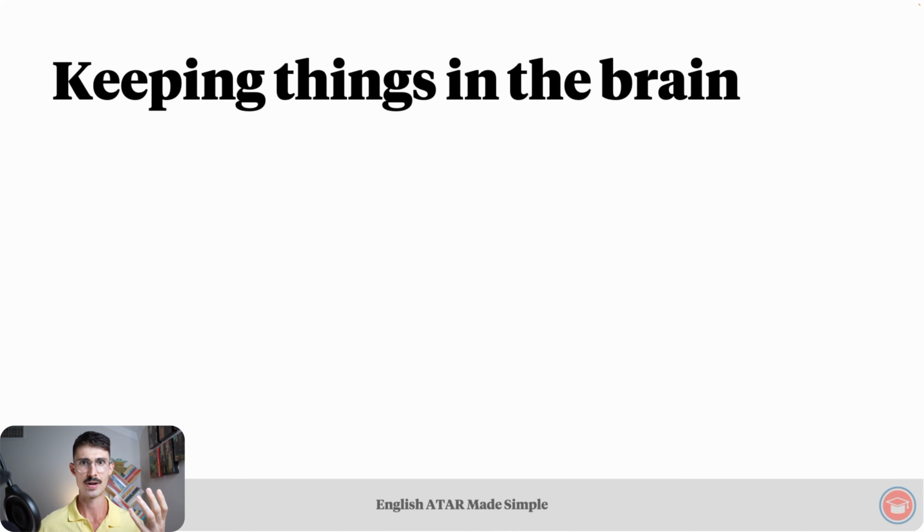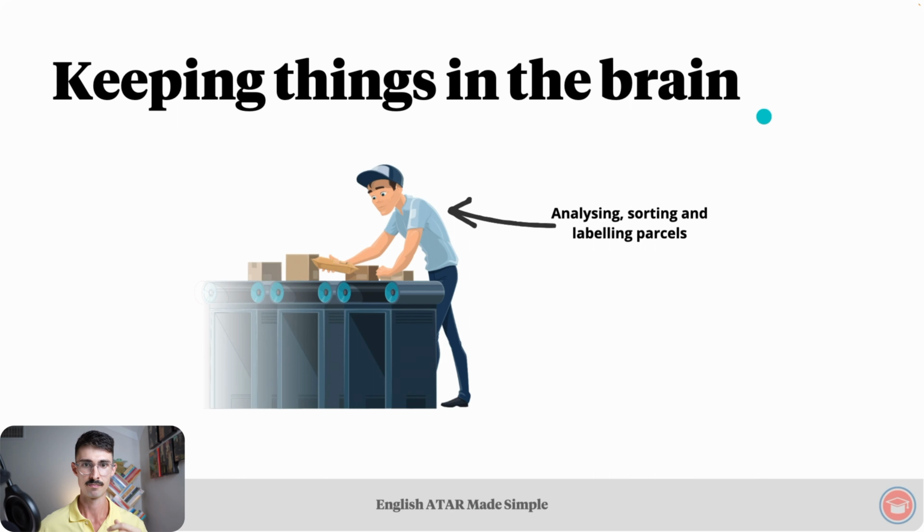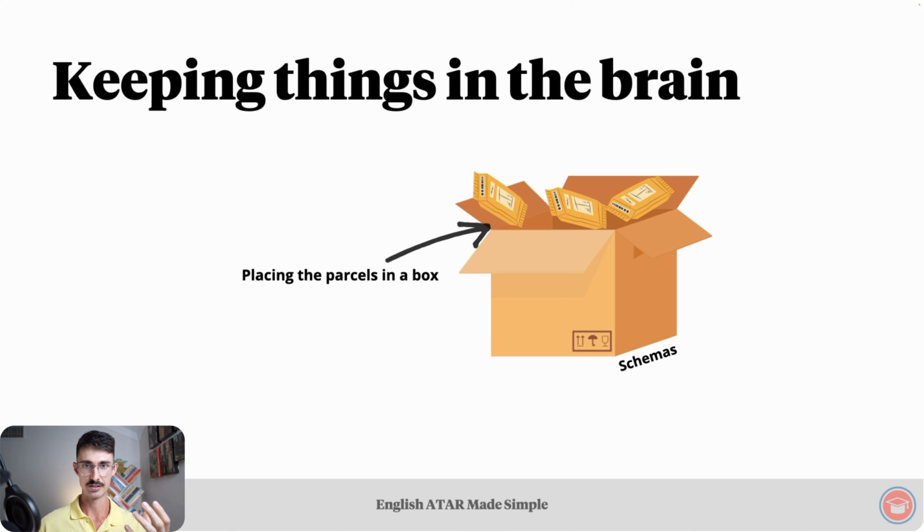The next question is, how do we keep them in the brain? If you want parcels to stay in the warehouse, they must be analyzed, sorted, and labeled before being placed in a box and stored on a shelf. Remember, the warehouse has a bunch of shelves, and within those shelves, there are boxes. And those boxes in the warehouse are called schemas.